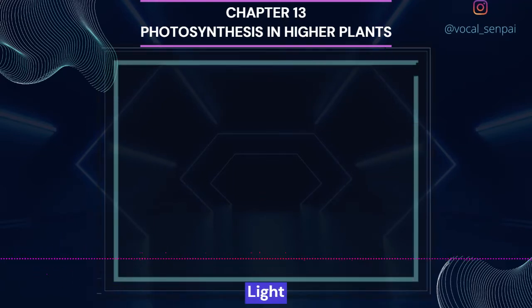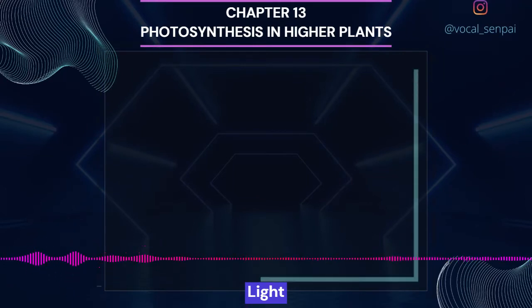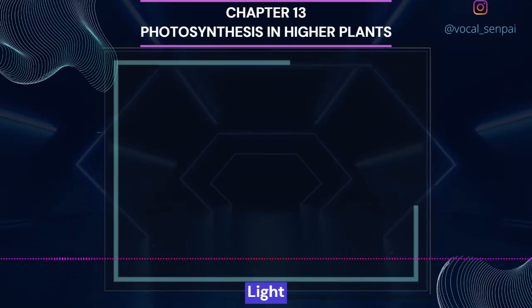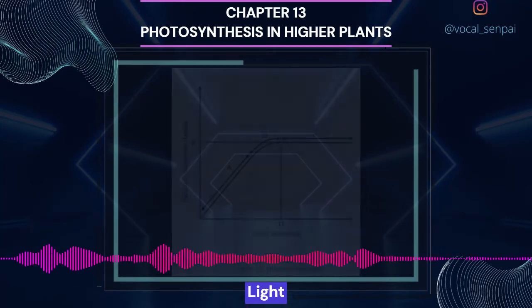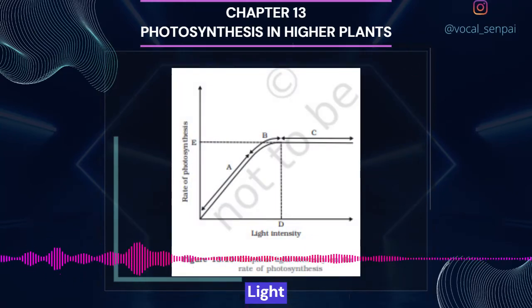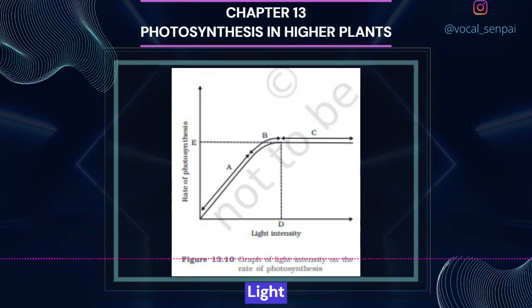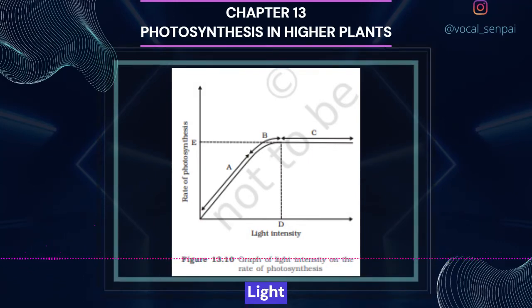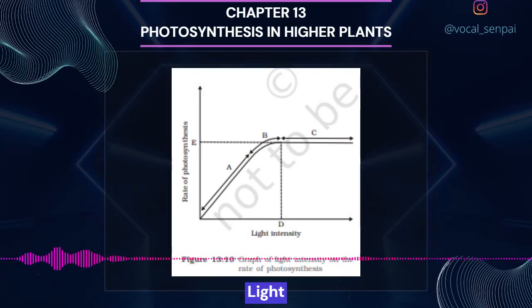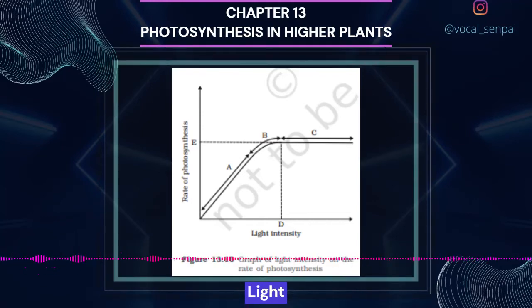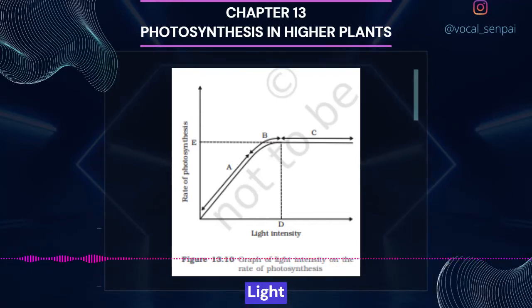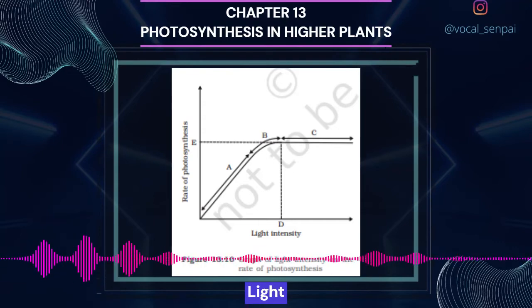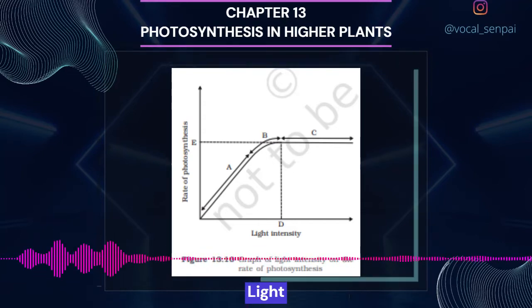Light. We need to distinguish between light quality, light intensity, and the duration of exposure to light while discussing light as a factor that affects photosynthesis. There is a linear relationship between incident light and CO2 fixation rates at low light intensities. At higher light intensities, gradually the rate does not show further increase as other factors become limiting.